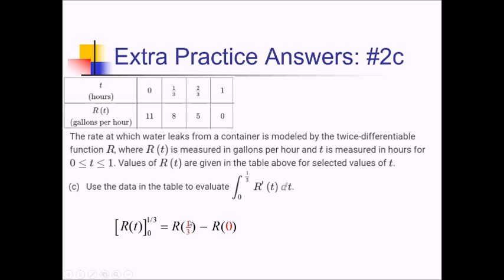Well, what is r of 1/3? We can find that directly in the table. They told us that that was 8. What's r of 0? Well, that's 11. So this is just 8 minus 11. And in case you're wondering here, the units on this is just going to be gallons per hour because it's basically the same units as r of t. So -3 gallons per hour.